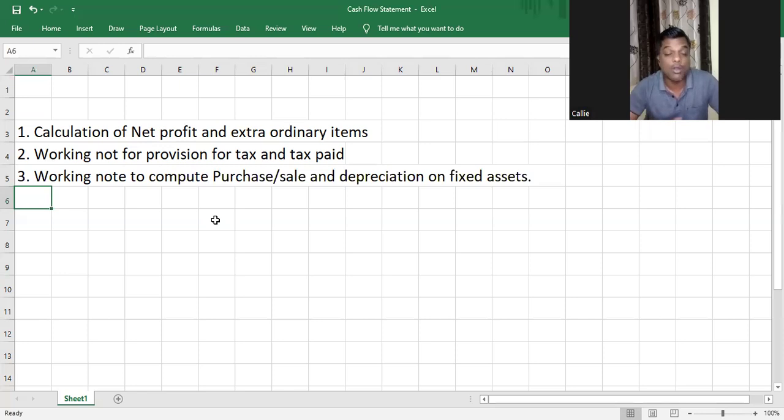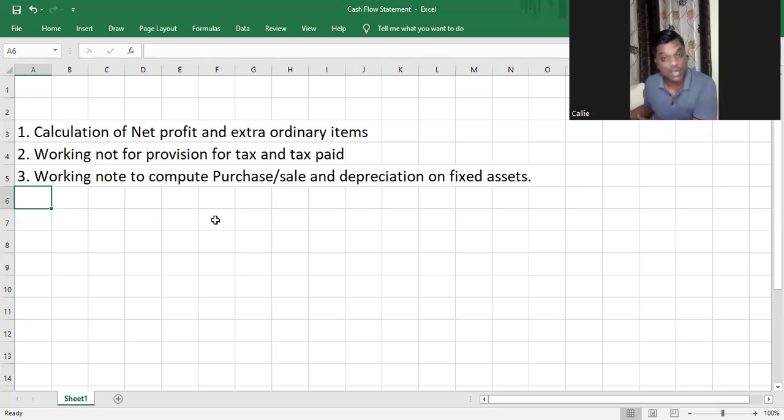All of that information is not directly given in all the questions. Sometimes they give it directly. Sometimes they don't give it directly in a CBSE 6 mark question, and they require you to prepare the working notes in order to be able to solve the cash flow statement question. So in order to prepare the cash flow statement, you need certain information which is not directly given in the questions, and that information can be found out with the information given in the question using these working notes.